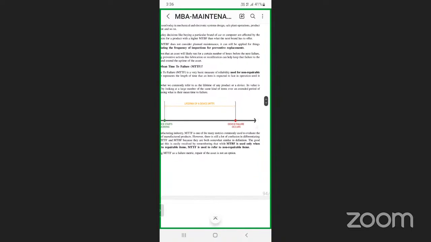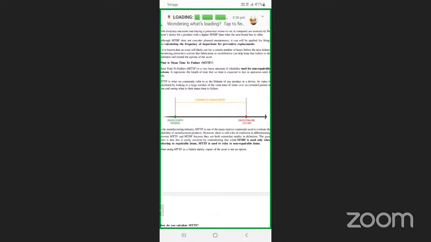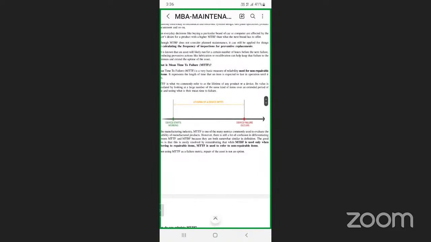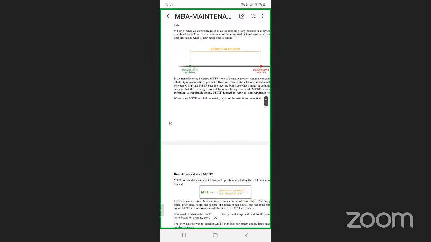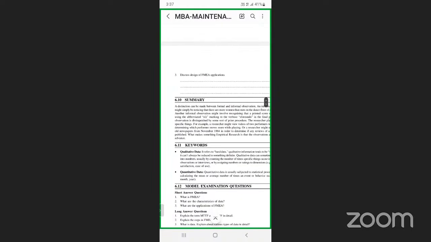MTBF is used only when referring to repairable items. MTTF is used to refer to non-repairable items, the economic life of the asset. For assets or components which are repairable, we talk of mean time between failures, because there is one failure, again the machine was in operation, again it has failed. So these are the important metrics. You can go through the case study at the end.